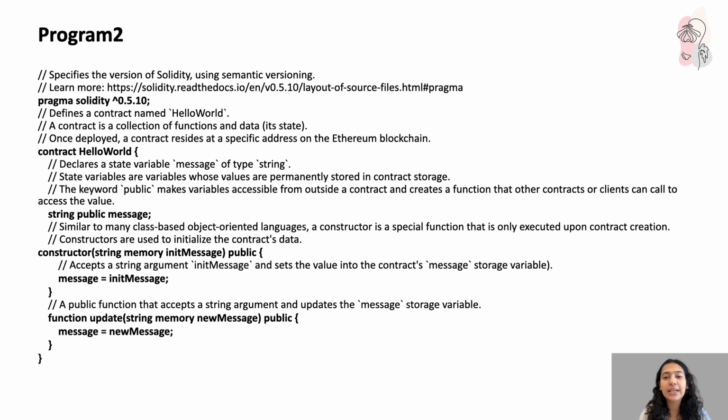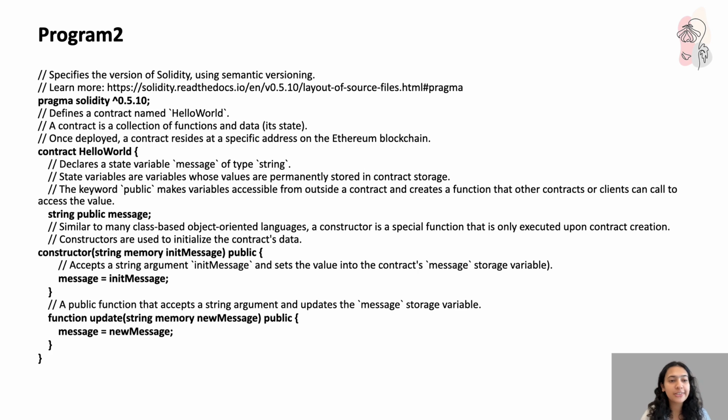Then we have string public message. Here we declare a state variable of type string called message. Since it's marked as public, anyone can view it directly from outside the contract. And Solidity automatically creates a getter function for it, so we don't need to write one manually.